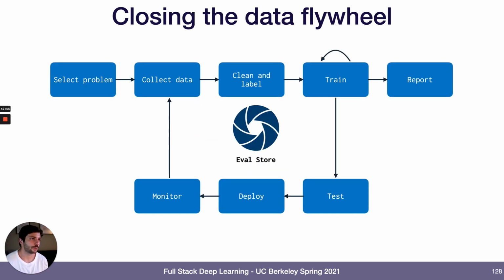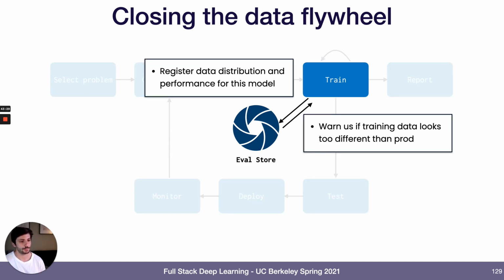In particular, I think one of the roles that a monitoring system could play in your machine learning infrastructure is helping you close the data flywheel. The data flywheel is a concept that we've talked about before, where as you get more and more data, you use that data to train better models, which makes your product better. A better product gets you more users, which gets you more data, and more data allows you to close the loop and make the model better over time. So let's talk about how this monitoring system, or evaluation store, could help close the data flywheel.